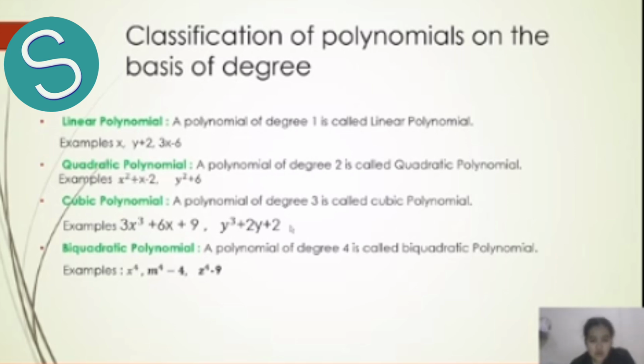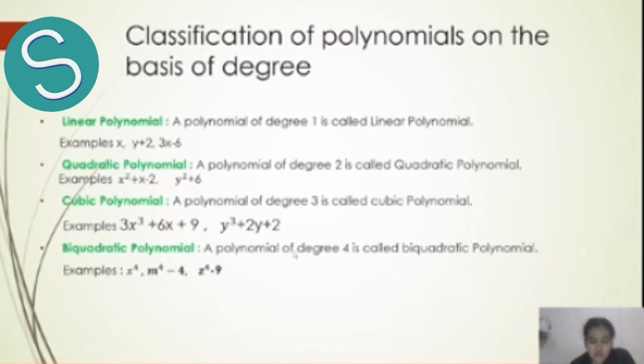Third, a polynomial of degree 3 is called a cubic polynomial. Here are its examples. 3x cubed plus 6x plus 9. In this polynomial, degree is 3, so it is a cubic polynomial. Similarly, y cubed plus 2y plus 2. Here, highest power of y is 3, so it is a cubic polynomial.